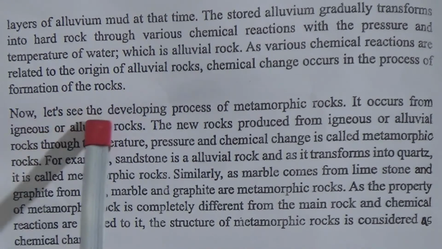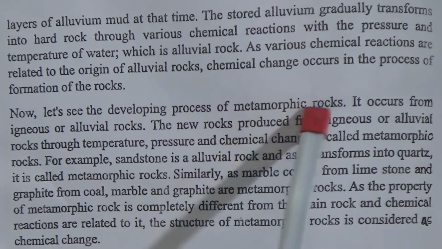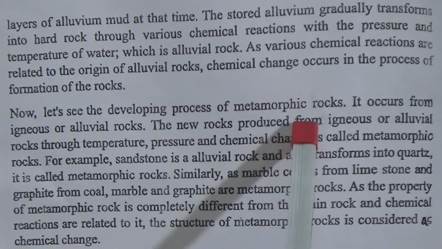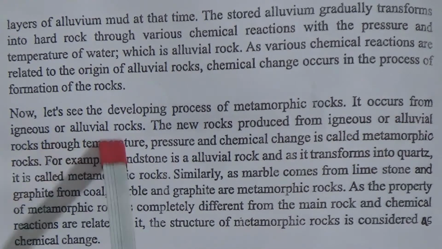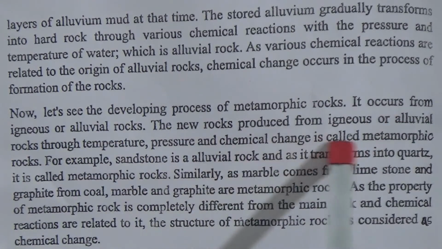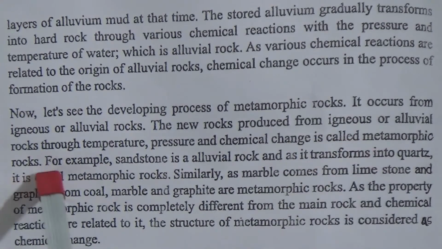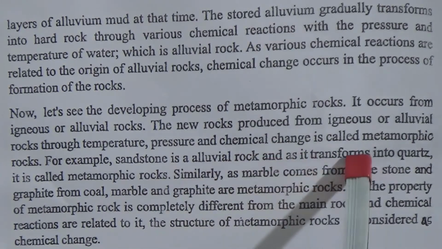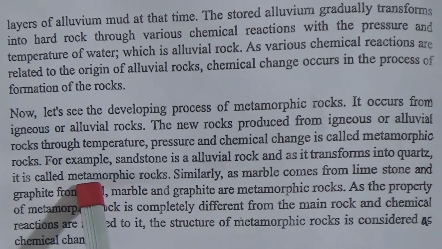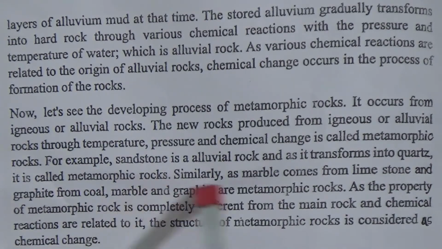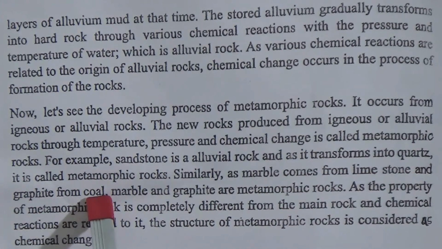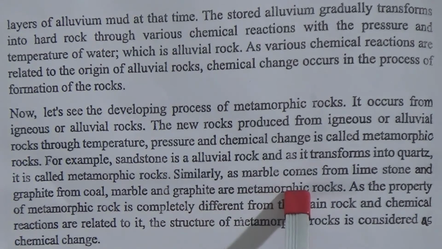Now, let's see the developing process of metamorphic rocks. It occurs from igneous or alluvial rocks. The new rocks produced from igneous or alluvial rocks through temperature, pressure and chemical change are called metamorphic rocks. For example, sandstone is an alluvial rock and as it is transformed into quartz, it is called a metamorphic rock. Similarly, as marble comes from limestone and graphite from coal, marble and graphite are metamorphic rocks.